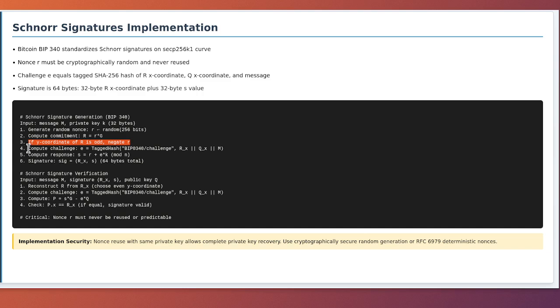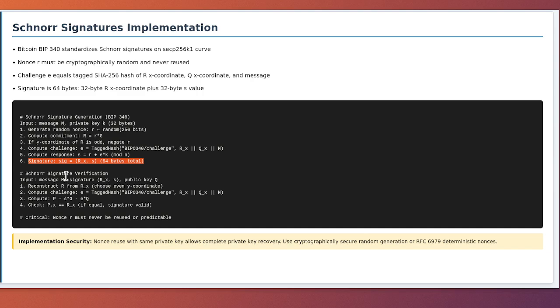Step 3. Challenge. Compute E equals hash of Rx coordinate concatenated with Qx coordinate concatenated with M. BIP 340 uses a specific hash function called tagged SHA-256, which includes a tag in the hash to prevent cross-protocol attacks. Step 4. Response. Compute S equals r plus E times K, modulo n. In BIP 340, the signature is the pair consisting of the X coordinate of R and the value S. This gives a 64-byte signature: 32 bytes for Rx coordinate, 32 bytes for S.